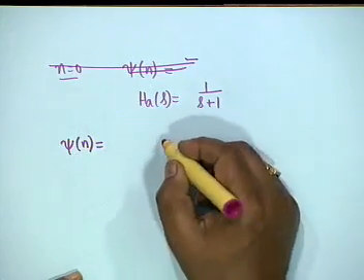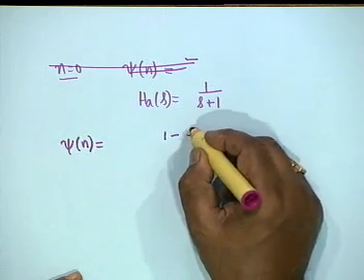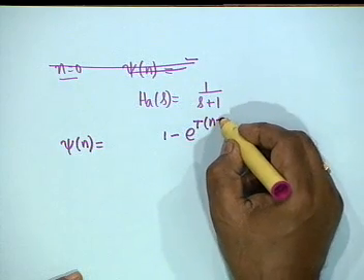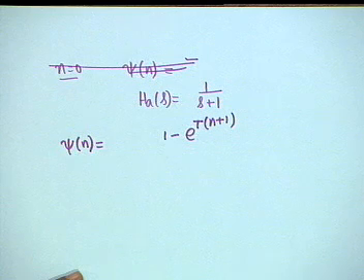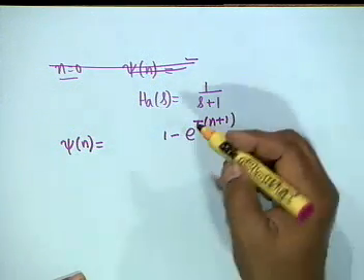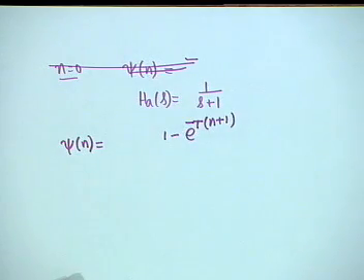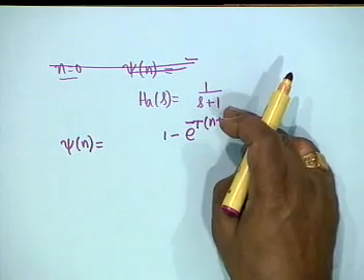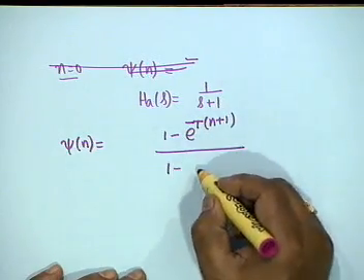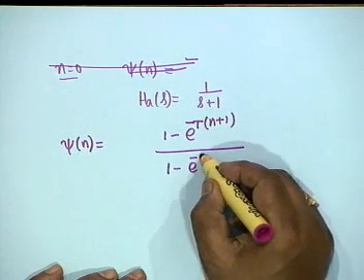Psi of n is 1 minus e to the minus t, n plus 1, because pi is minus t. Be careful, pi is minus 1. We had taken earlier, what did we take? S minus pi. Now we have taken s plus 1, so pi is minus 1. It has to be divided by 1 minus e to the minus t.